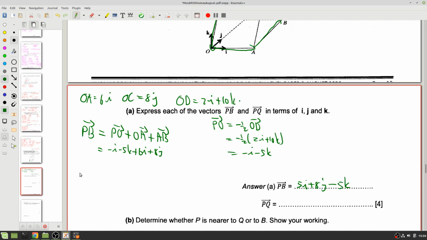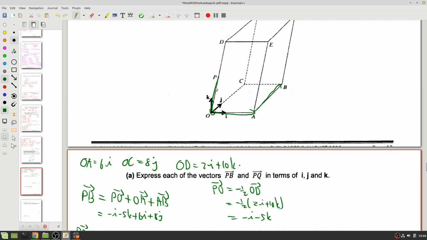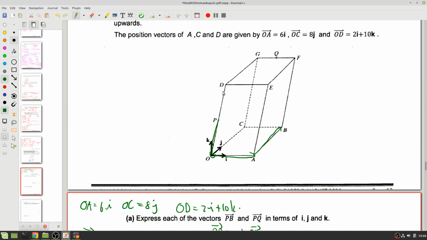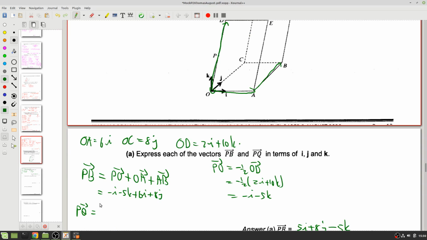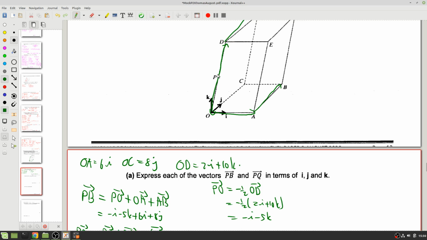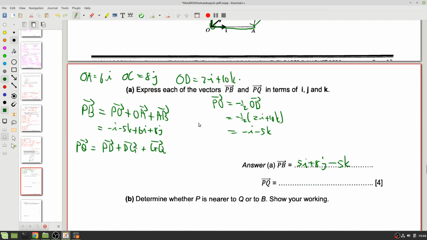Good. And now let's do the same idea for PQ. So for PQ, let's see, which direction will we use? We'll probably do PD, DG, and GQ. So PQ is equal to PD plus DG plus GQ. Okay, PD, so again, that's just half of OD.